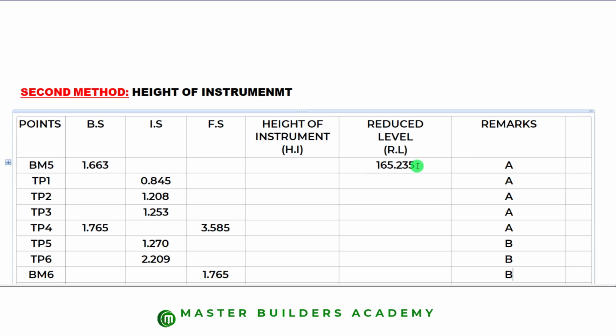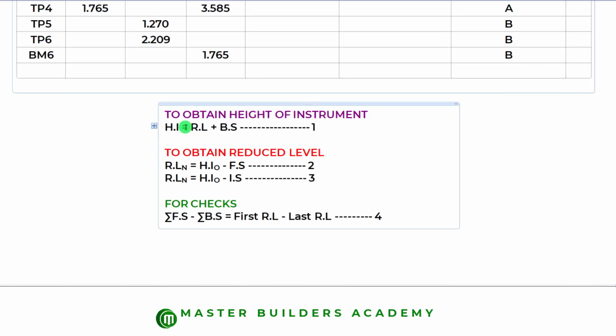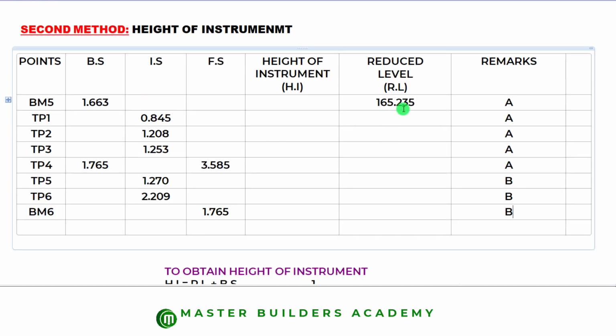Now that we have successfully placed all of this, what is missing at BM5 is the height of instrument. It is possible for us to obtain it here because we have a backside and we have reduced level. Coming to equation one, height of instrument must be equal to reduced level plus backside, and both must be taken from the same station or point. So if we add 1.663 to 165.23, the value we place under height of instrument will be 166.898. This is the height of instrument.